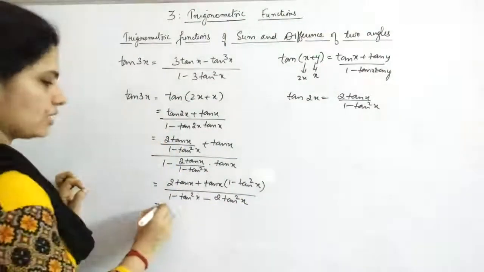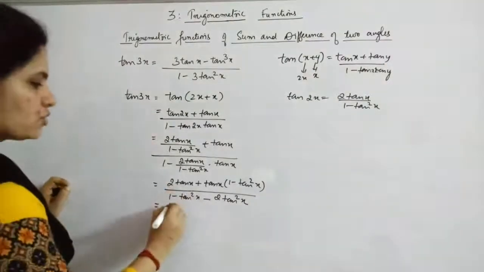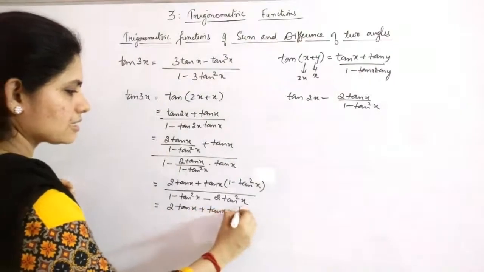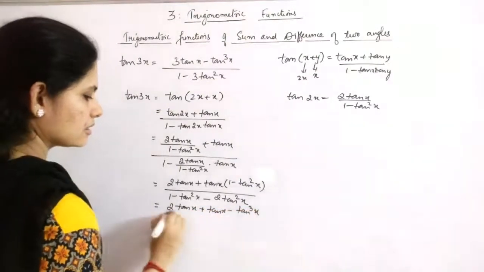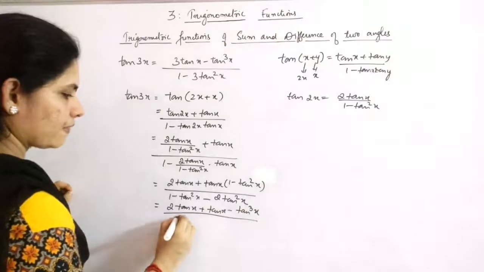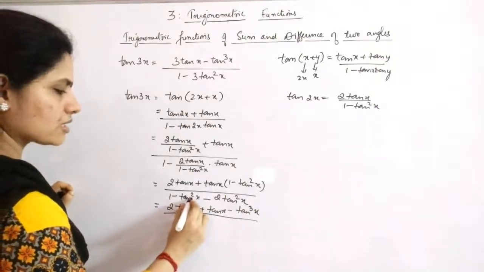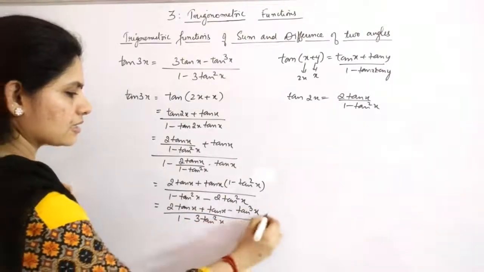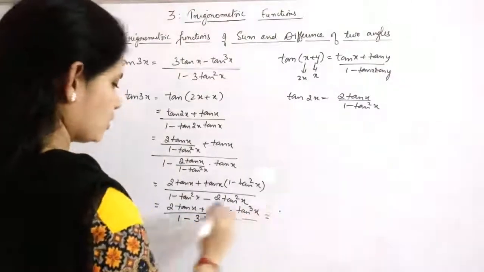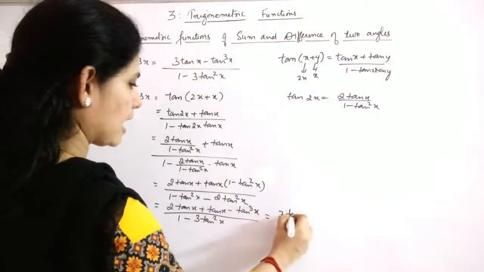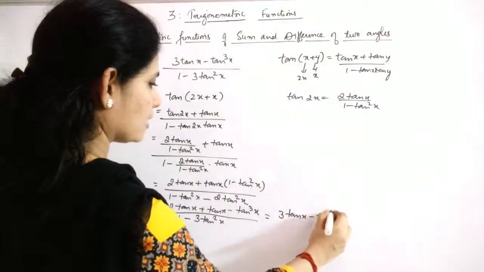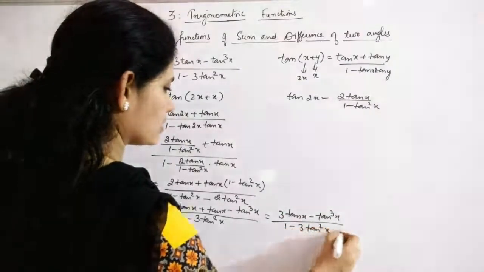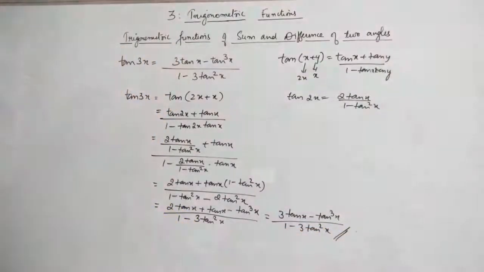Okay, so that you are getting how much you will get: 2 tan x plus tan x minus tan cube x, divided by 1 minus, you have 1 tan square x here and 2 tan square x here, that is 3 tan square x. That is in total you are getting 2 plus 1, 3 tan x minus tan cube x divided by 1 minus 3 tan square x, which is your required formula.